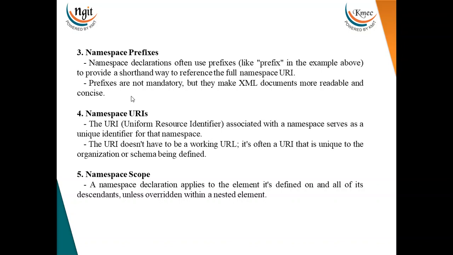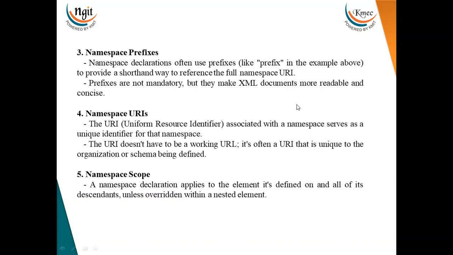Prefixes, as I told you, are not mandatory, they are optional, but they make XML documents more readable and concise. Now the URI, uniform resource identifier: it is associated with a namespace and serves as a unique identifier for that namespace. The URI doesn't have to be a working URL, but it is often a URI that is unique in the organization or schema being defined.